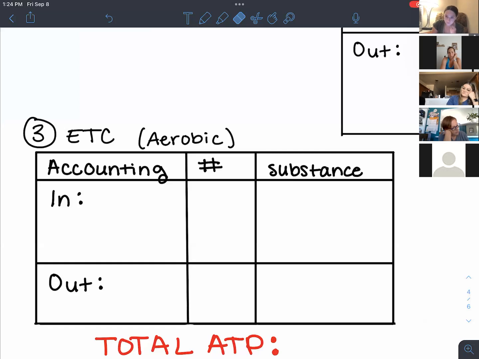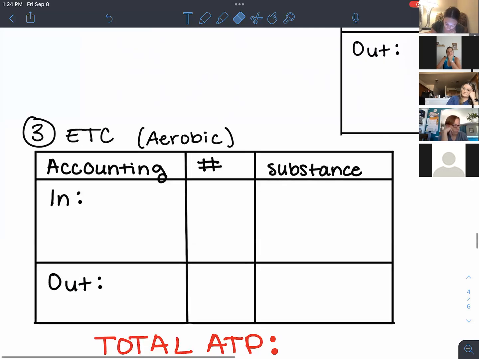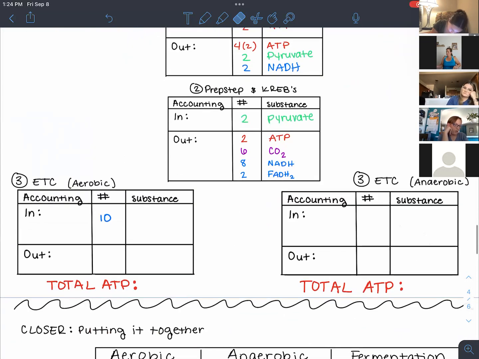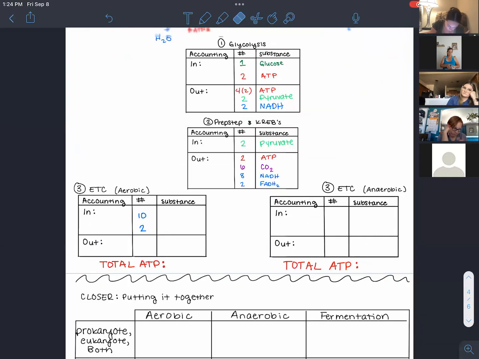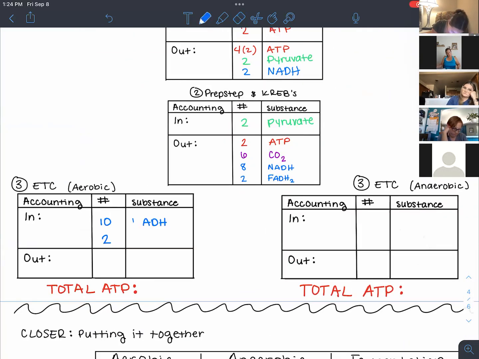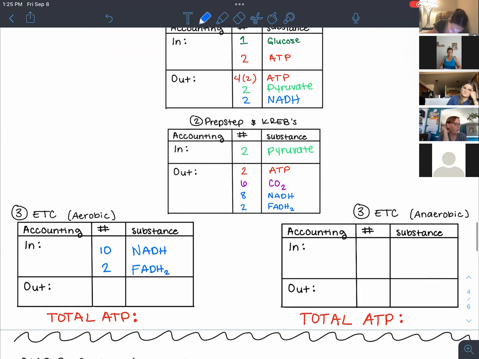NADH and FADH2. How many of each? Yeah, 8 and 2. So 8 NADH, because everything is fully oxidized. Hold on, wait one second. It's not 8 NADH, it's 10, because look where we had this NADH as well from glycolysis. So all of our high energy electron carriers go to the ETC. So it's going to be 10 NADH total and 2 FADH2.